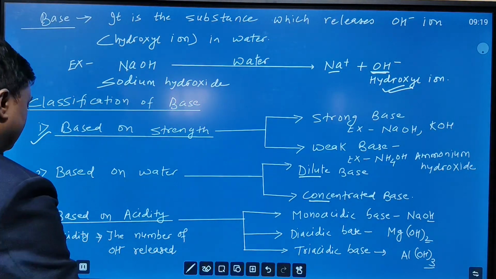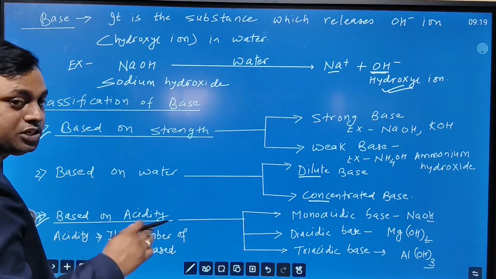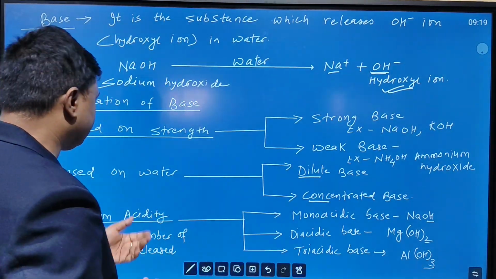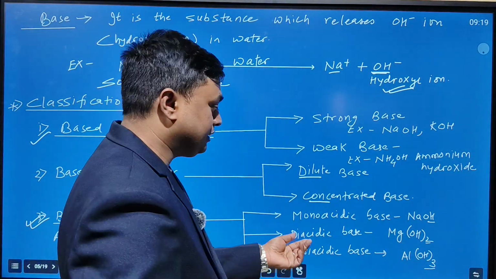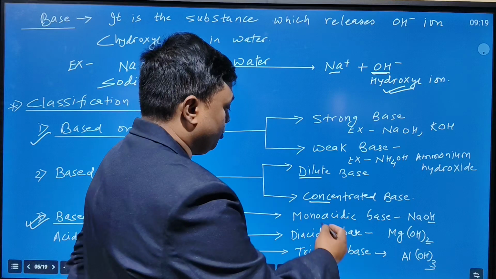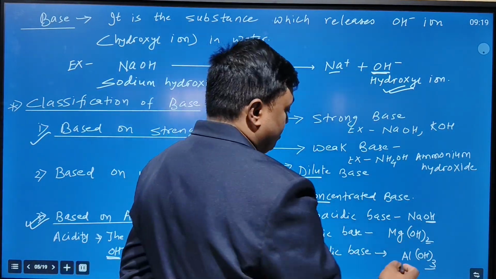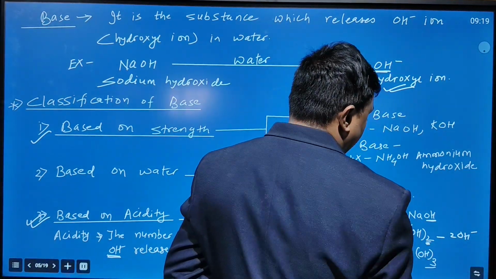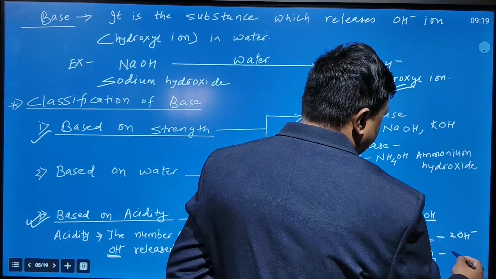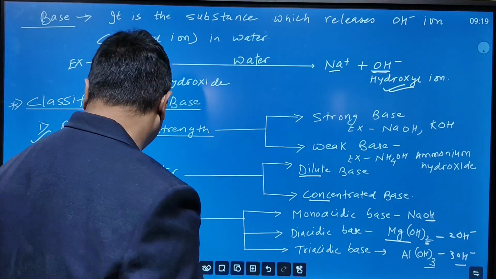One more is based on the acidity. What is acidity? The number of OH minus ions released by the base is called acidity. It can be a monoacidic base, diacidic base and triacidic base. Monoacidic base, NaOH, gives one OH minus ion. Magnesium hydroxide gives 2 OH minus ions, so it is a diacidic base. Aluminum hydroxide gives 3 OH minus ions, so it is a triacidic base.